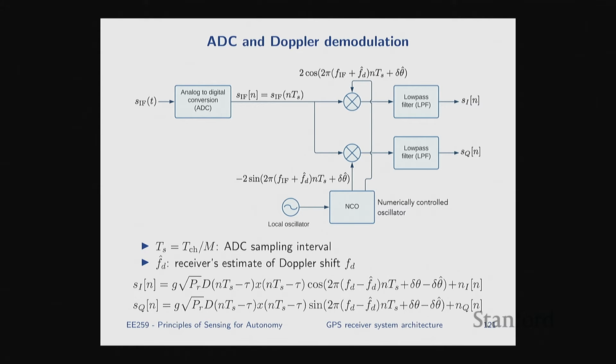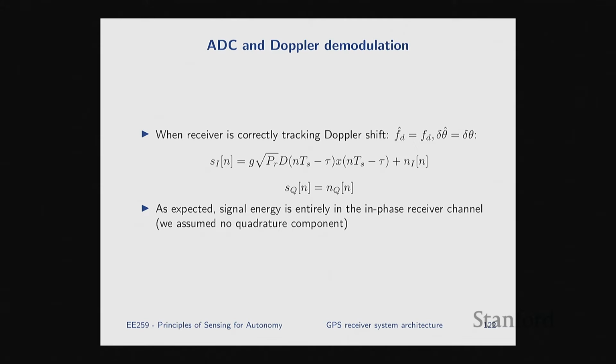Now here's something interesting. If somehow your estimate of the Doppler shift is perfect, both the frequency and the phase, then this term is 0, and the delta theta term is also 0. So you get cosine of 0 for your in-phase, which is 1. What do we get for the quadrature? Same thing. The argument of the sine term becomes 0, and you get sine of 0, which is 0. So your quadrature term becomes just noise, which exactly makes sense.